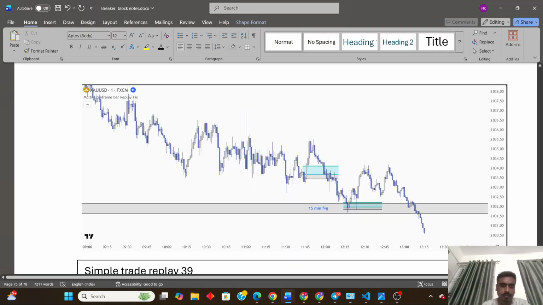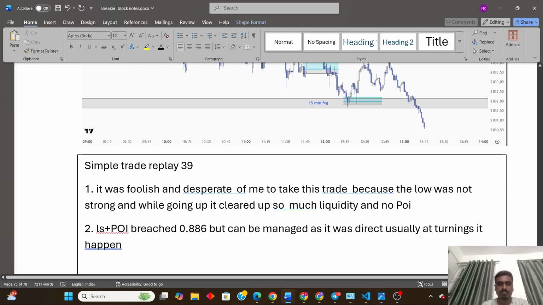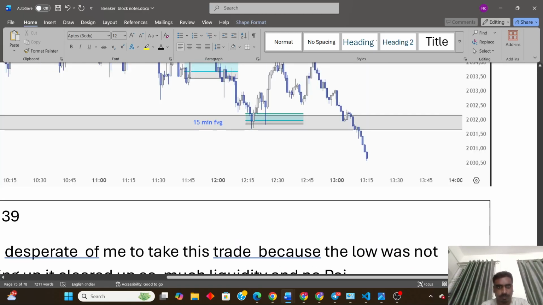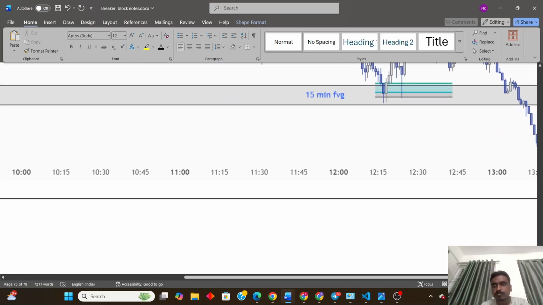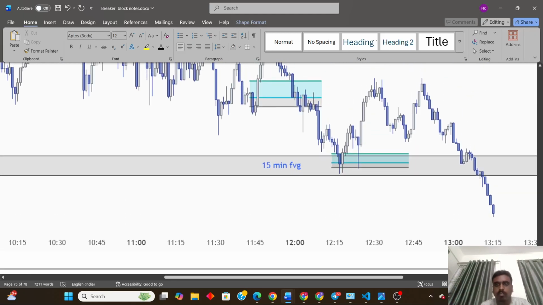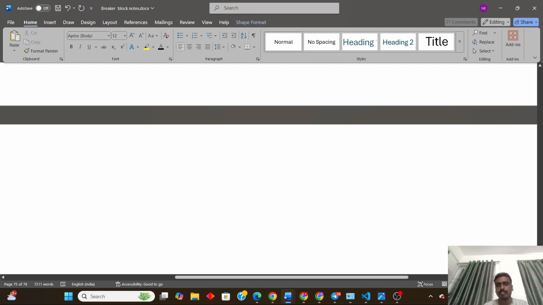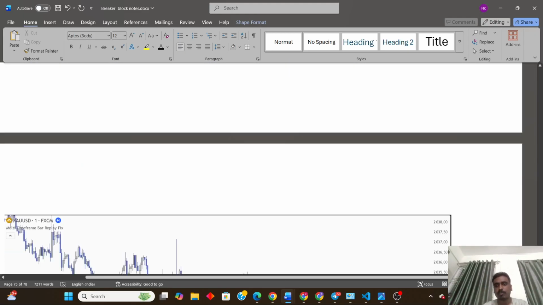Here I made a mistake. No good liquidity sweep, and it just ran all the liquidity. It was so foolish for me to take this. But this is a good example again: 15-minute FVG, liquidity sweep, market structure shift. This one, market structure shift, and see. Now you will say that it somehow breached our 0.86 level, right? Somehow breached our 0.86 level.